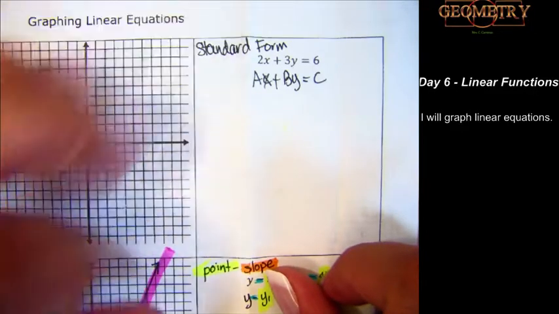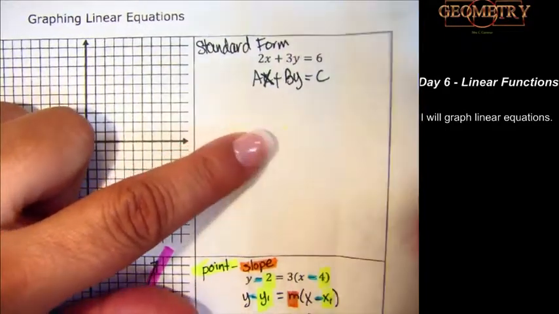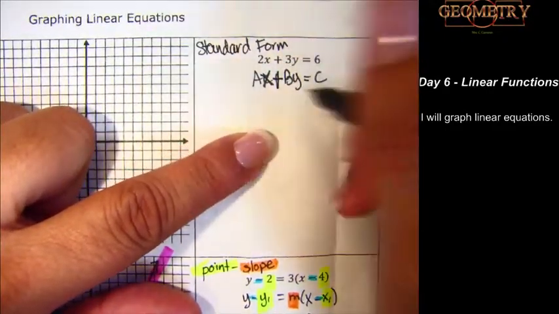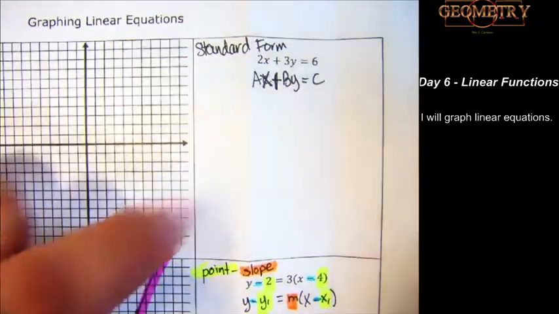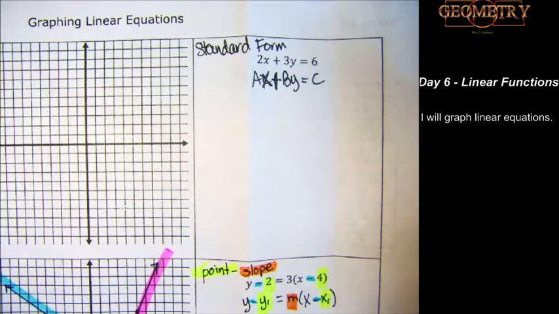Yes? It's ax. So, sorry, my bad handwriting. Ax plus by equals c, where those capital letters a, b, and c have to be part of the integer group. Okay, so no fractions, no decimals allowed in standard form.